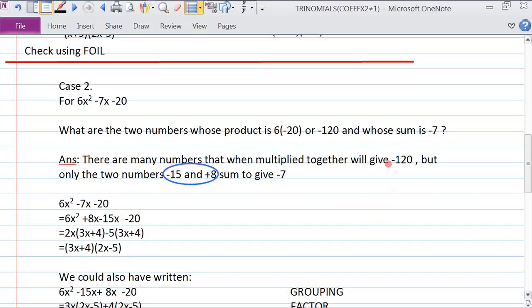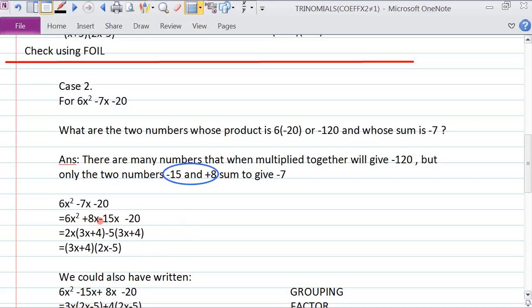So there are many numbers that multiply together to give you minus 120. For example, 10 and minus 12. But you can't sum 10 and minus 12 to give you minus 7. So you have to look for two numbers. The two numbers that multiply together to give you minus 120 are minus 15 and plus 8. If you sum minus 15 and plus 8, you get minus 7. So now I rewrite the problem, and I write plus 8x minus 15x. I can also write minus 15x plus 8x. It doesn't make any difference, as we've seen in the previous problem.